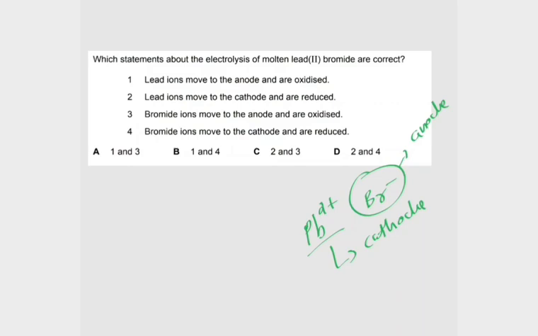Now let's look at the statements. Lead ions move to the anode and are oxidized. Wrong, they will go to the cathode. Lead ions move to the cathode and are reduced. That's correct. Reduction happens at the cathode and oxidation happens at the anode. Bromide ions move to the anode and are oxidized, which is correct. Bromide ions move to the cathode is wrong. So it's 2 and 3.